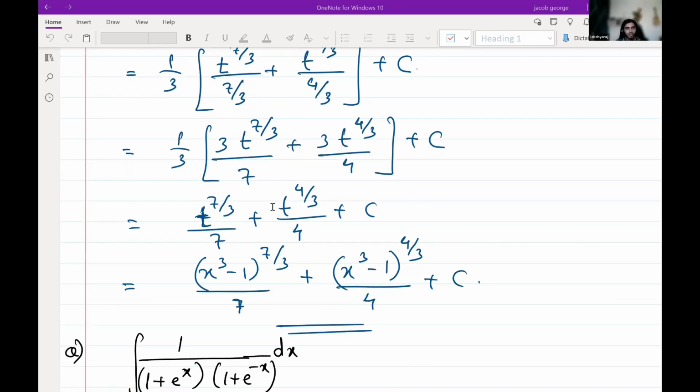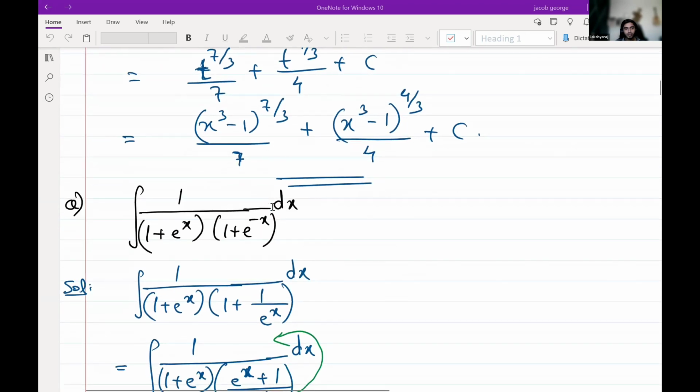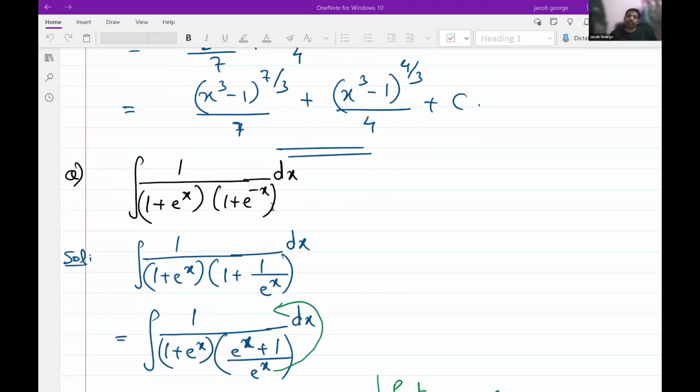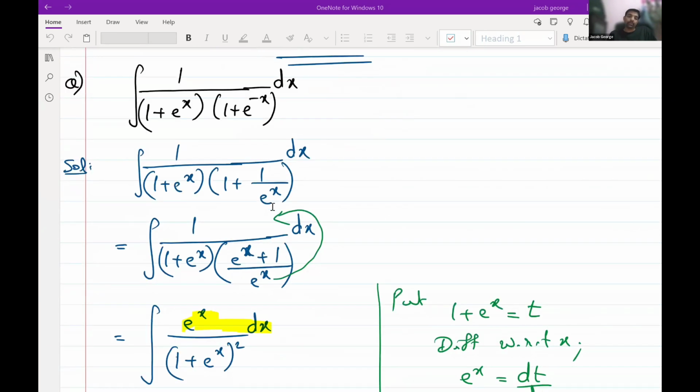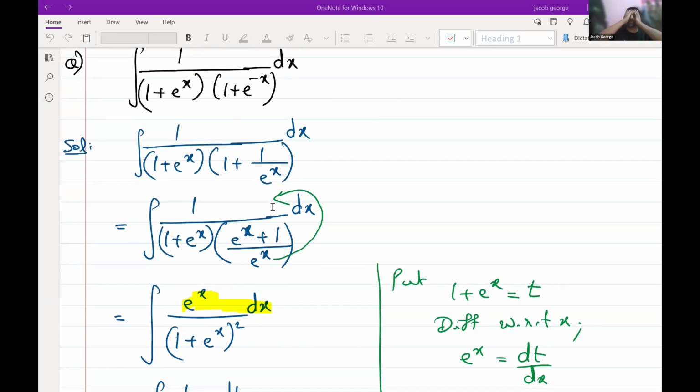Clear? Yes, sir. Now, e raised to x or e raised to minus x, 3 questions are there. In this question, we put e raised to minus x is 1 by e raised to x. Then we take the LCM. So 1 by 1 plus e raised to x into e raised to x plus 1 whole divided by e raised to x. Now e raised to x can be taken to the numerator. So e raised to x by 1 plus e raised to x the whole square dx.